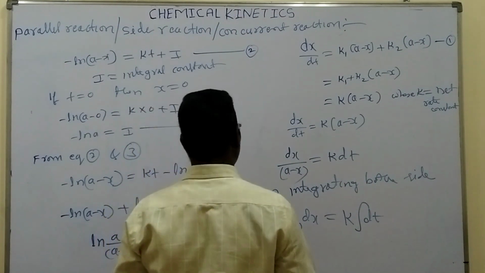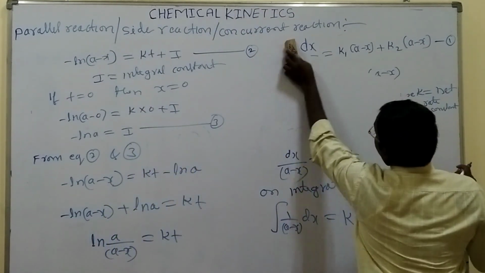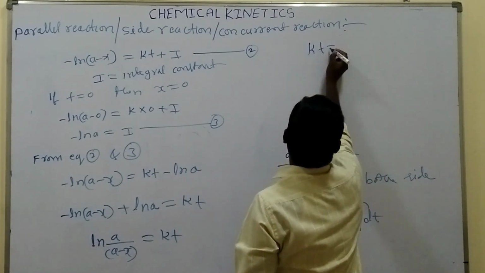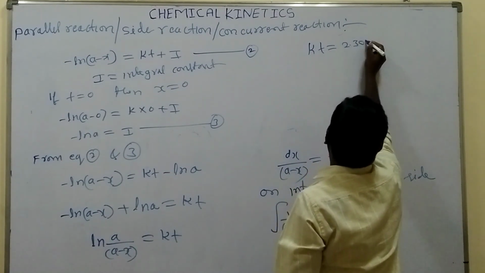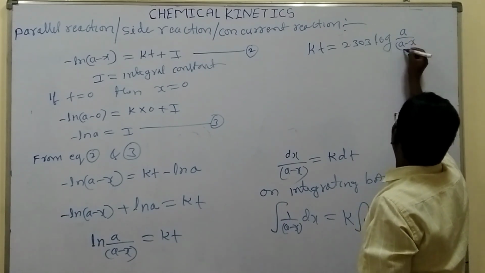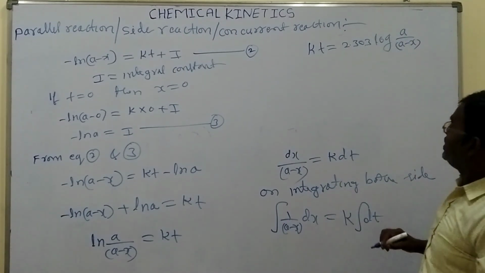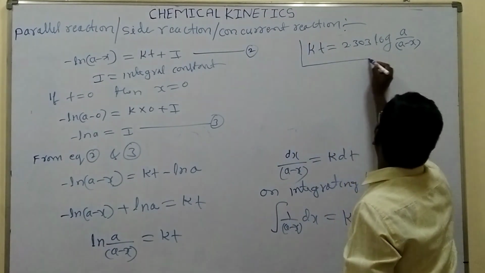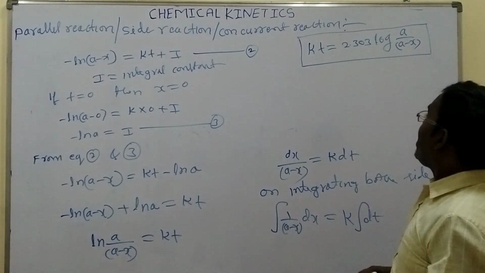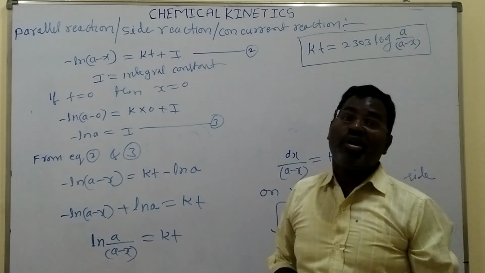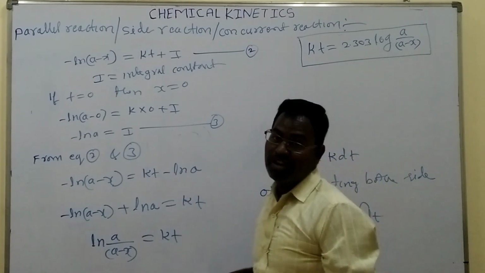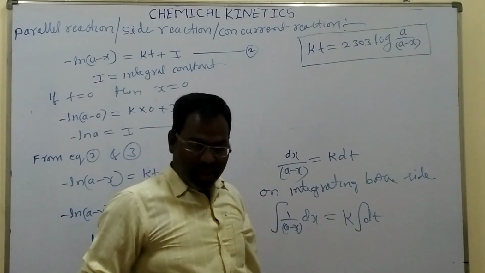If you want to simplify it further, kt is equal to 2.303 log a by a minus x. So this is the final equation. This equation is used to calculate the rate constant of a parallel reaction, where k is the overall rate constant or net rate constant. So this is about the derivation of the integral equation for parallel reactions.